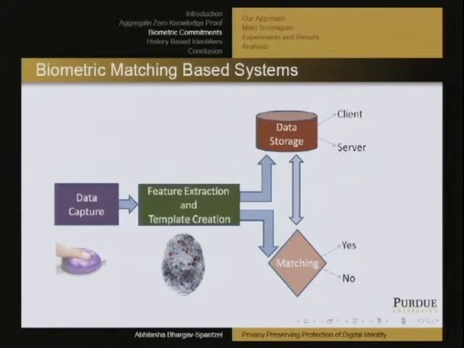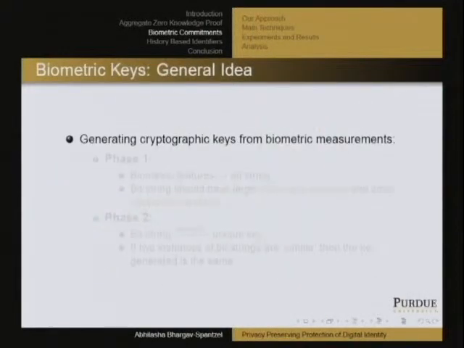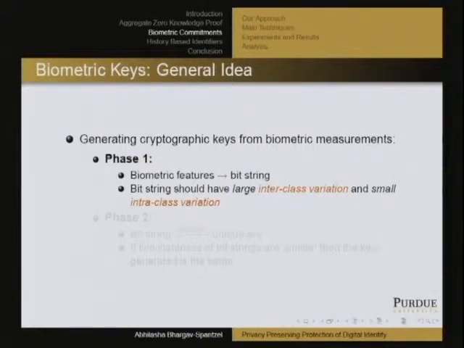One of the things that has happened recently is to generate keys from these biometrics. The main idea behind generating keys is to first take the biometric and convert it into some kind of bit string. This bit string should have two specific properties. It should have large inter-class variation, meaning that you and I should have different bit strings, and small intra-class variation. That means that if I record a bit string twice, the two should be close to each other.